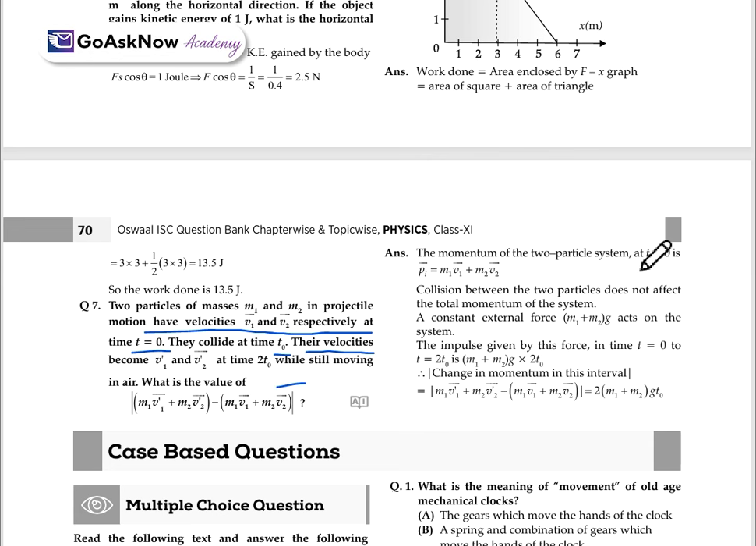So the momentum of the two particles at t equals 0 is p_i equals m1 v1 plus m2 v2. Collision between the two particles does not affect the momentum of the system. Then a constant external force (m1 plus m2) g acts on the system. The impulse by the force from t equals 0 to t equals 2t naught is (m1 plus m2) g into 2t naught. Then the change of momentum will be equal to 2(m1 plus m2) g t naught.